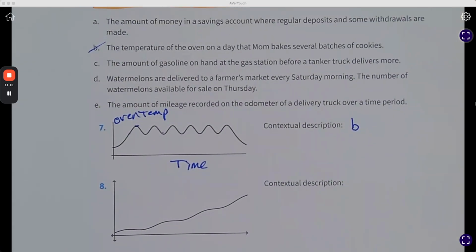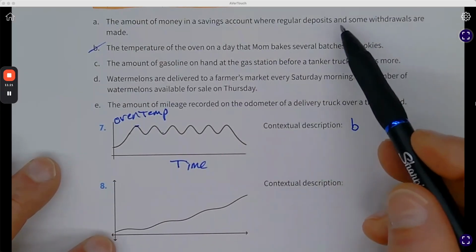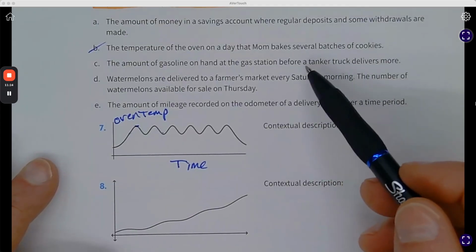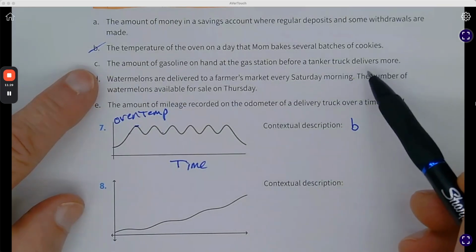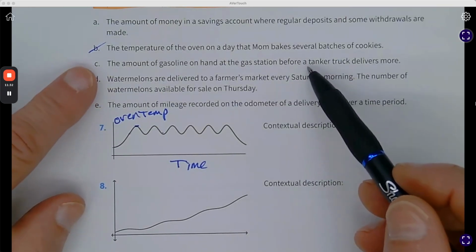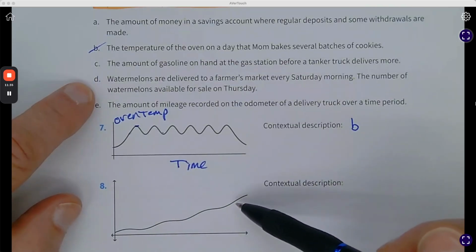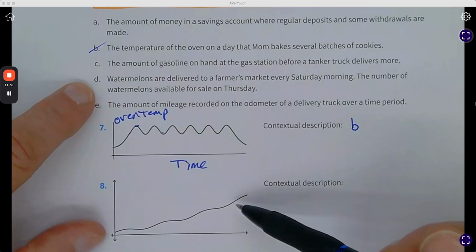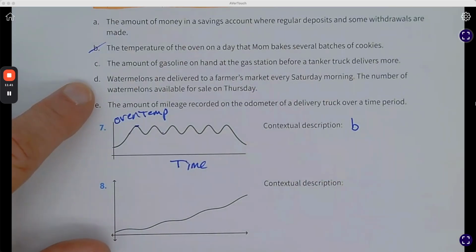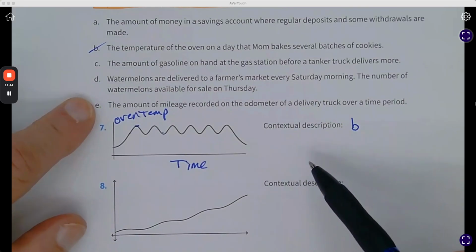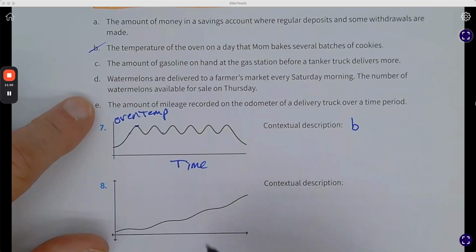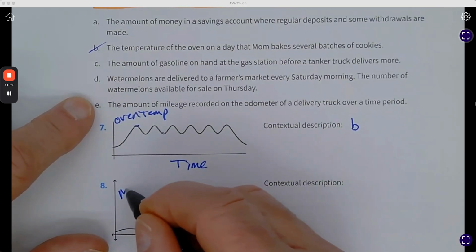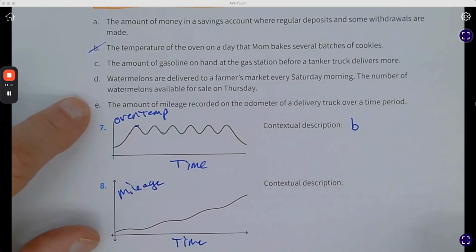Contextual description. It's increasing all the time. So it's not amount of money, because that's going to be more like a step function like this. The amount of gasoline on hand at a gas station before a tanker truck delivers more. Okay, that should be a decreasing function. This is not decreasing. Watermelons are delivered. No, because watermelons are discrete, so it's going to be more like this. The amount of mileage recorded on an odometer of a delivery truck. Yes. So notice how as time goes on, the mileage increases. So that's E.